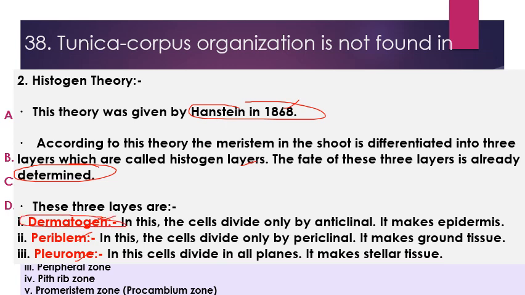In case of dermatogen, derma means skin, so it will form the epidermis, that is the outermost skin. Then periblem, it will form the ground tissue. And here the division is periclinal, which increases the number of layers. Then plerome, in this region the cells divide in all the planes, and it makes the stelar tissue, that is the vascular tissue.